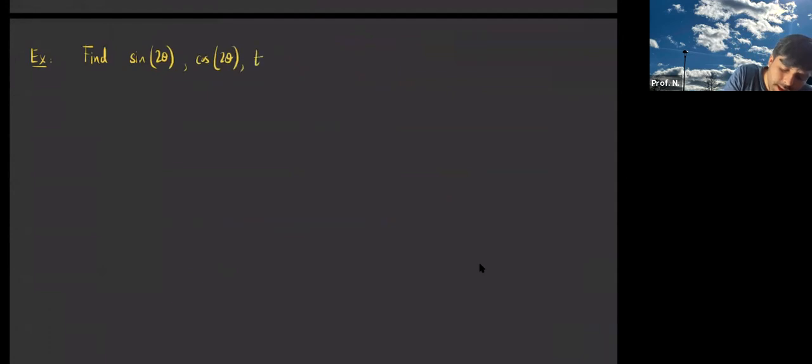So let's see this in action. Find sine of twice the angle, cosine of twice the angle, and tangent of twice the angle if you know that sine, so another thing, to know tangent, there's also a formula for tangent, but if you know sine and cosine, then you know tangent. So it comes right out.